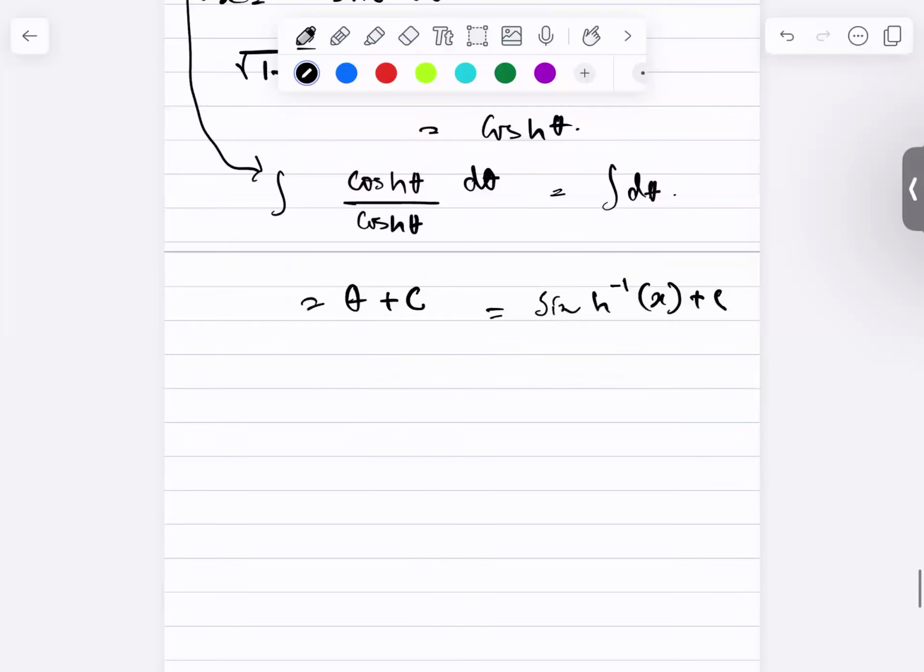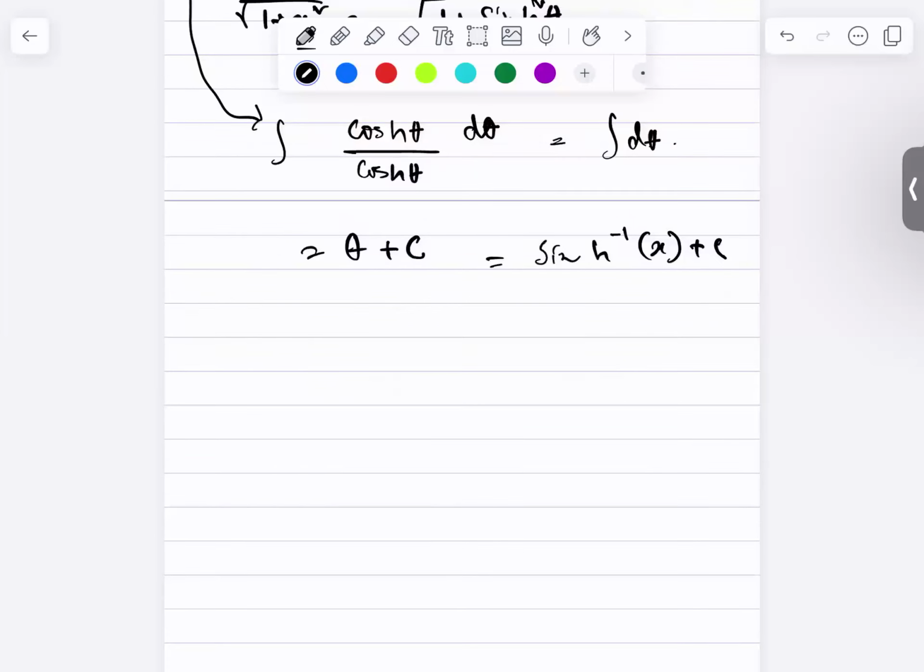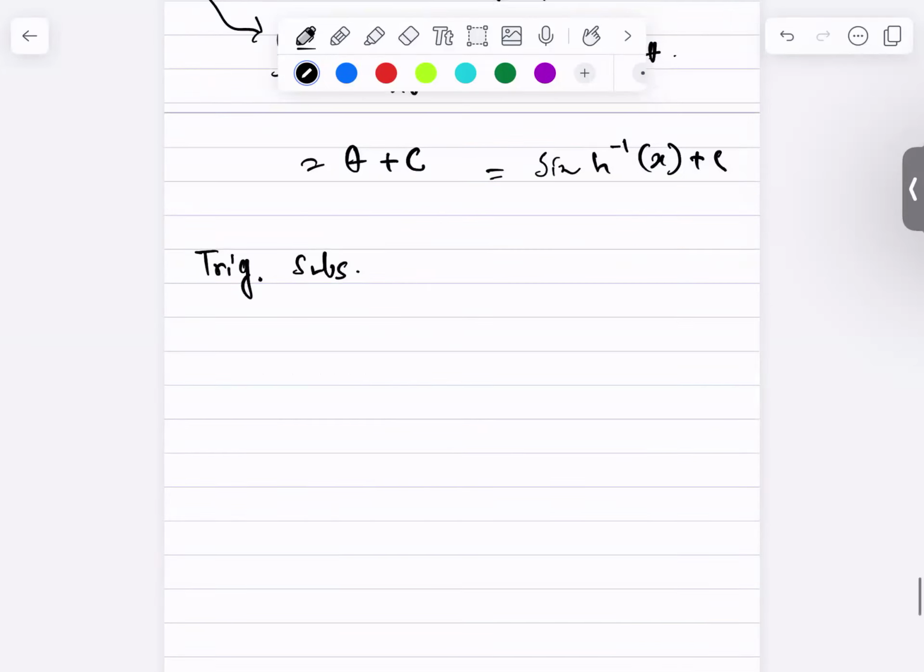So instead of hyperbolic substitution, if we had used trig substitution for the same problem, then if you remember, we should have used x to be tan theta. Then the integration will become sec square theta d theta over secant theta, because I know that dx is just secant square theta d theta, right?